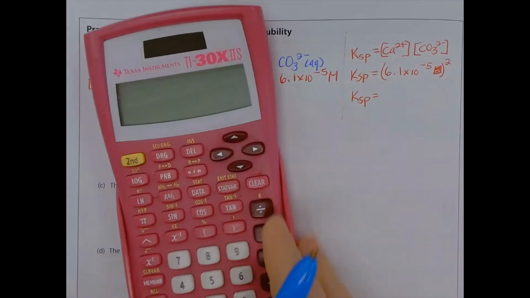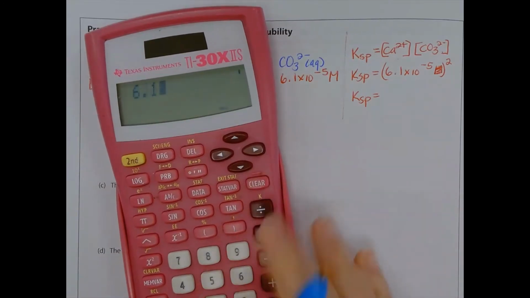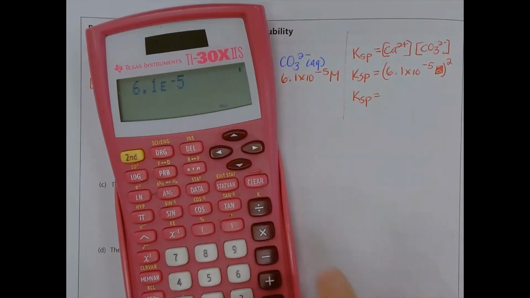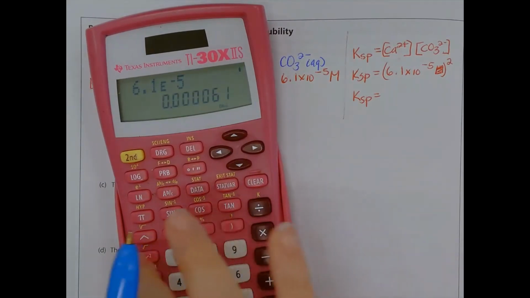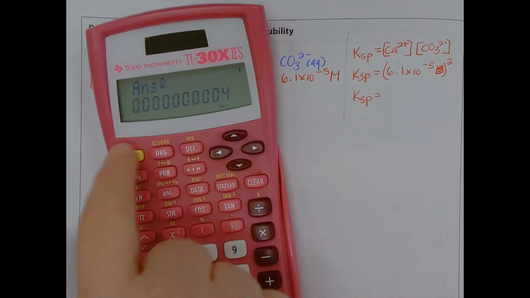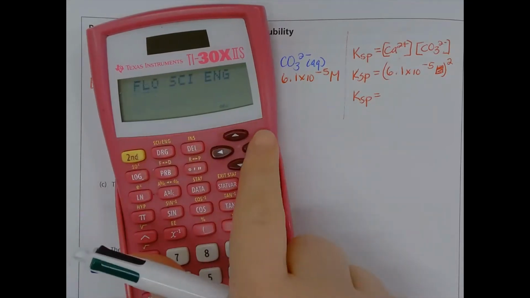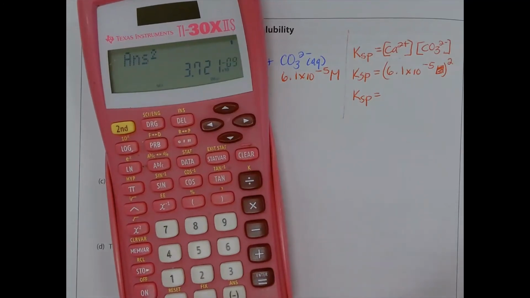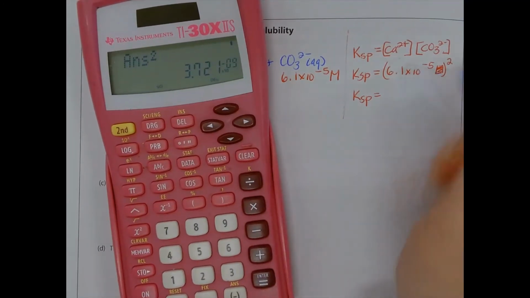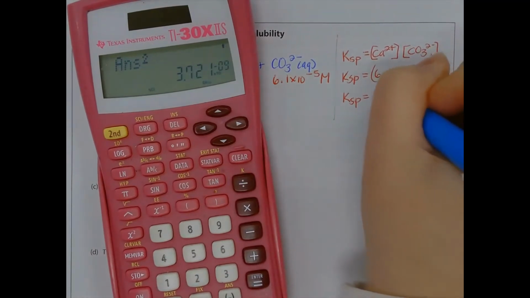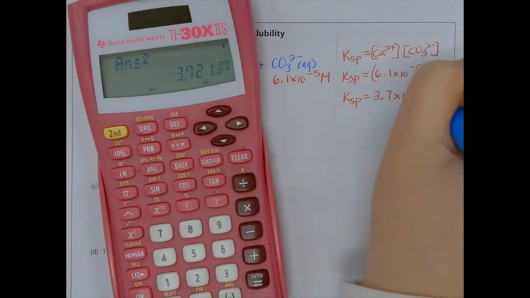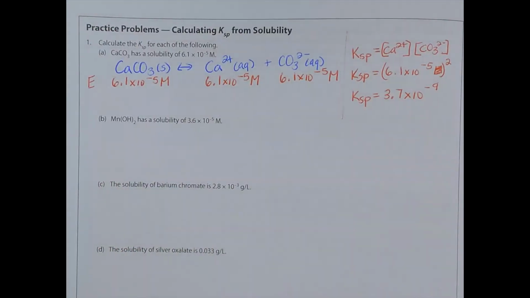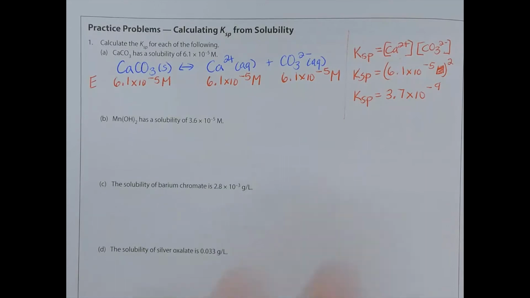So we have 6.1 times 10 to the -5th. And then I like to hit enter just so it's in there, and then I square that number. Now I'm going to get it into scientific notation. Enter. So 3.721 times 10 to the -9th. We've only got 2 sig figs. So 3.7 times 10 to the -9th is our solubility product, our Ksp value, right?